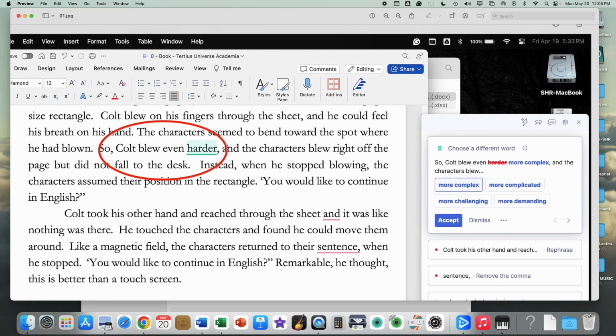Like here, you get the beginning of the book where there's this alien, for lack of a better word, paper, and the letters on it can be moved around. But Colt, the protagonist in my story, blew on the paper even harder. It was trying to blow the characters, and he blew the characters right off the page, but the characters didn't fall to the desk. But you can see over here on this side that Grammarly wanted me to change that to "more complex." I'm not sure that you could blow more complex.